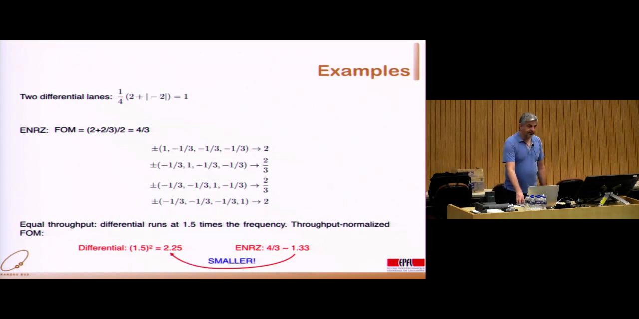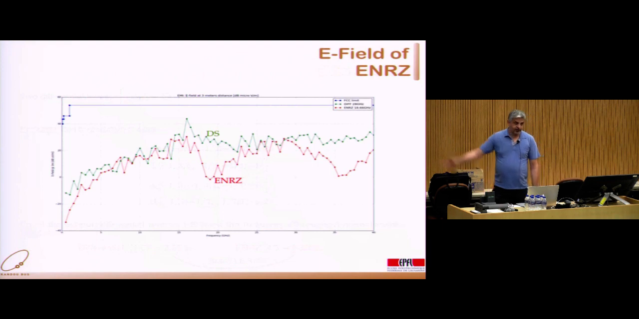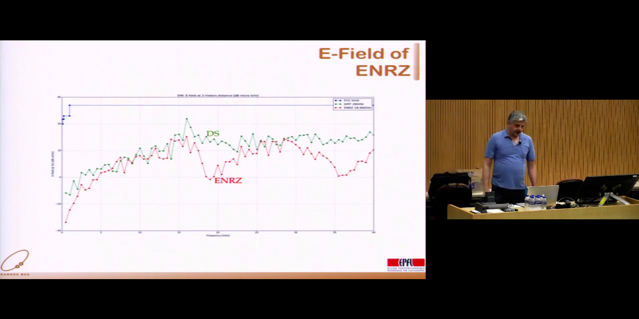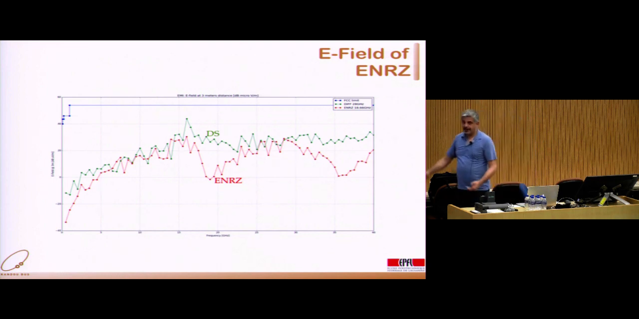So it says that ENRZ is actually better, and you can then run an experiment. Interestingly, they believe experiments, but they don't believe the math behind it. So what you see here is the strength of the far field of the two signaling schemes over a frequency range. And by the way, on the vertical axis, we are looking at the logarithmic scale. So if something is much smaller here, in reality, it's a hell of a lot smaller.